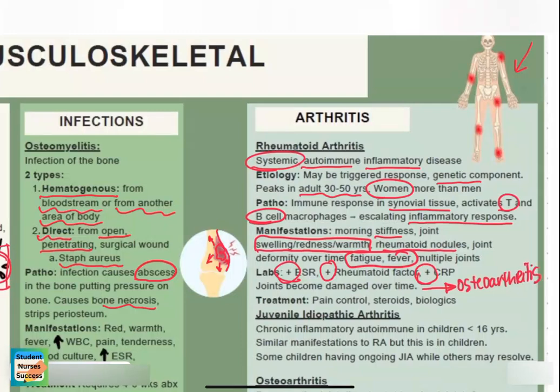So we know that rheumatoid arthritis is going to eventually damage our joints and cause osteoarthritis. However, osteoarthritis is not the same as rheumatoid arthritis, and osteoarthritis does not cause rheumatoid arthritis. But the systemic nature is key here.